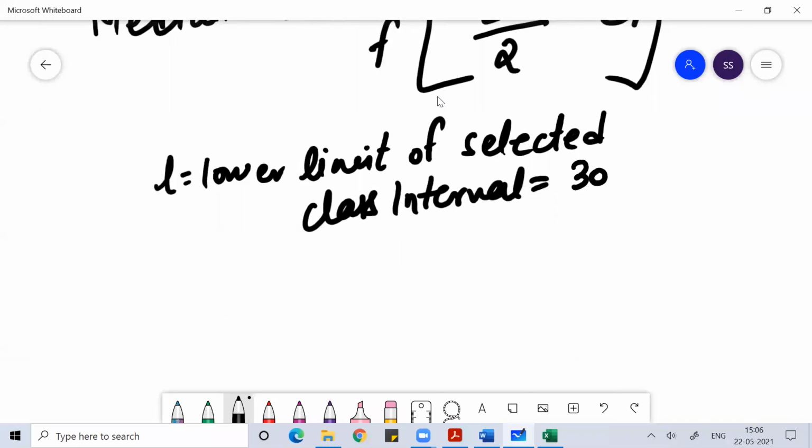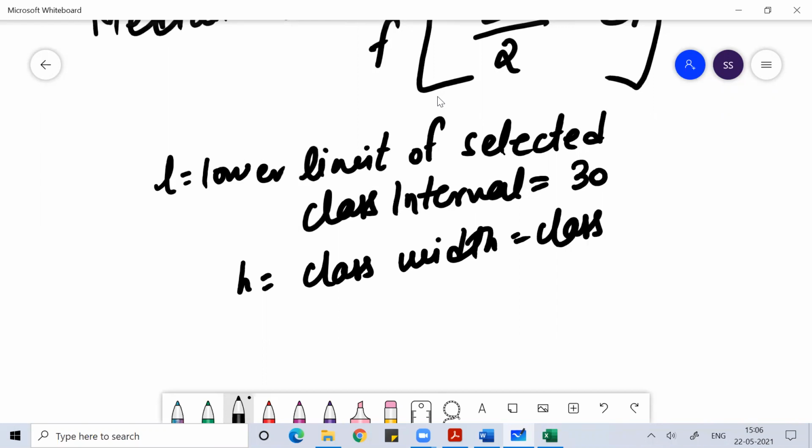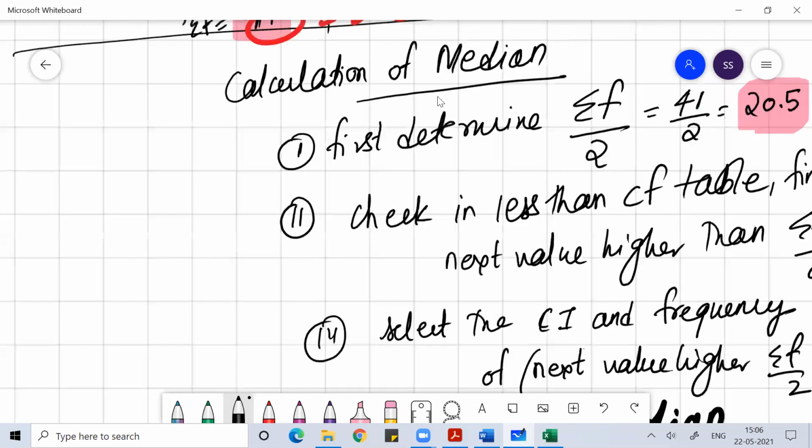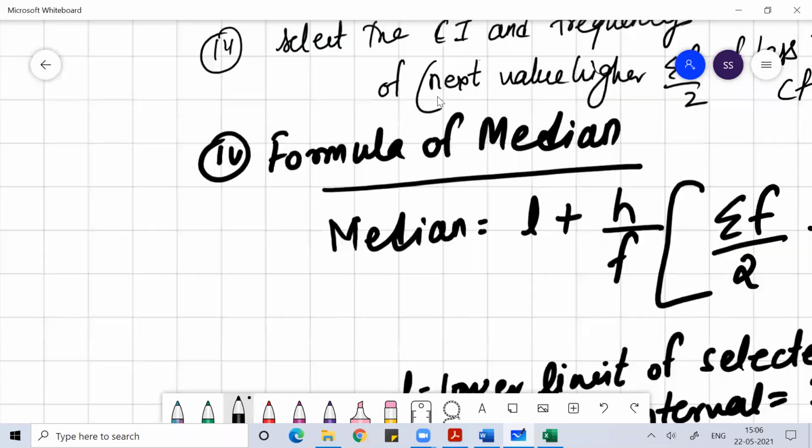Then H, what is H? H is called class width, or it is called class height. That is the difference between upper limit and lower limit. The difference between upper limit and lower limit is 10 only here.